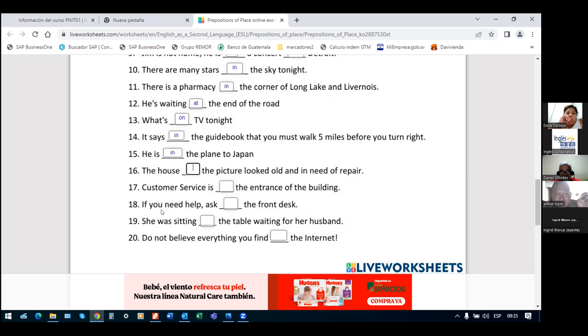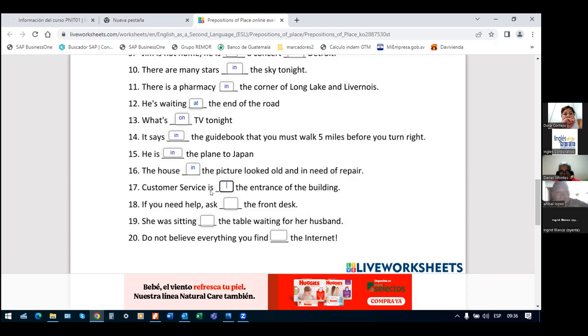Teacher, look at, ¿cómo se lee? Look at. Looked. Look at. The house in the picture looked old. Looked old. Ese ED no lo van a pronunciar. Ah, okay. The picture looked old. In need of the picture. In. The house in the picture.